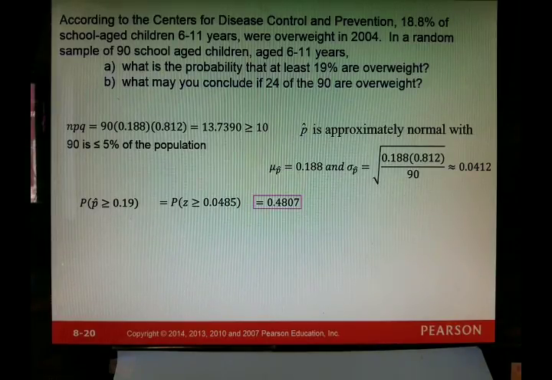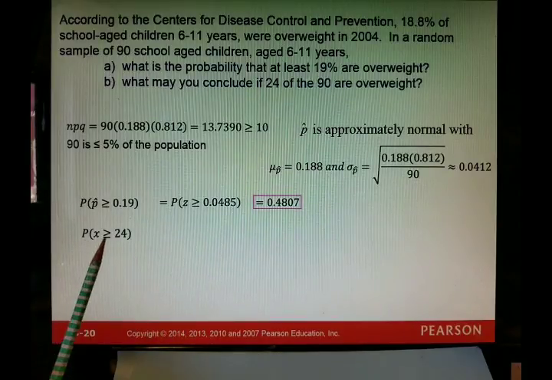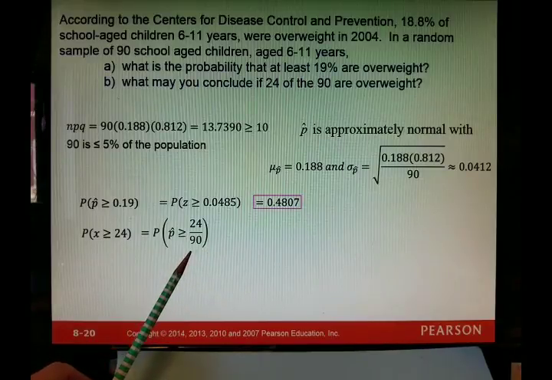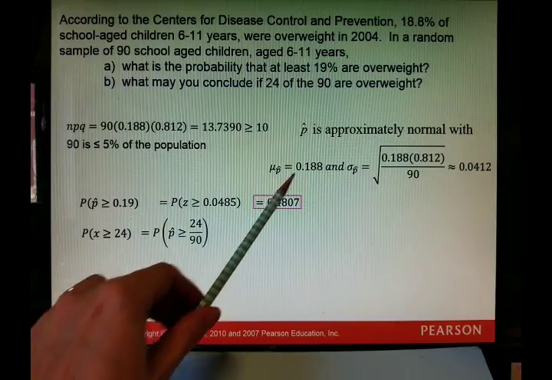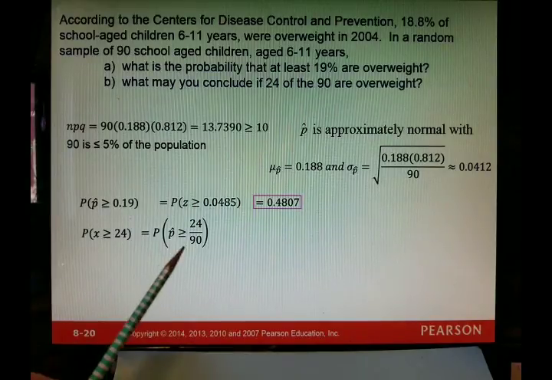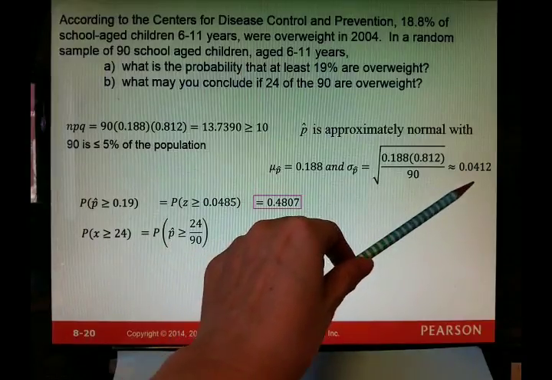Now, problem B says, what would you conclude if 24 of the 90 kids are overweight? See, 24 would be an X value. That's not a proportion. So I'm looking for the proportion, remember, because this is all about the proportions here, not an X. So 24 out of 90. I take this number and divide it first. After I hit enter, I subtract the mean, divide by the standard deviation. It gives me my z-score. So again, we take the value minus the mean, divide by the standard deviation.